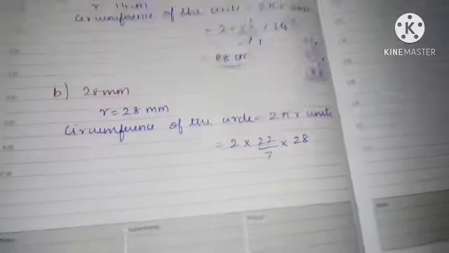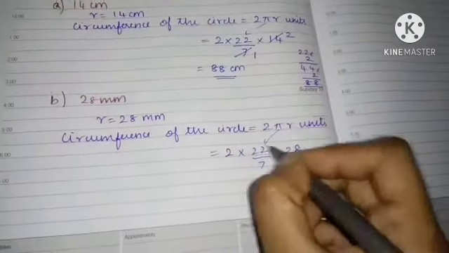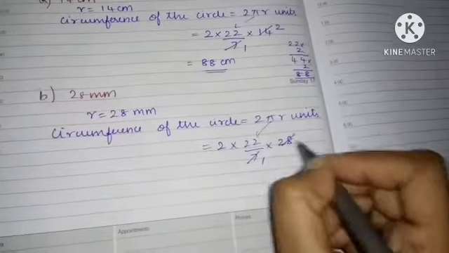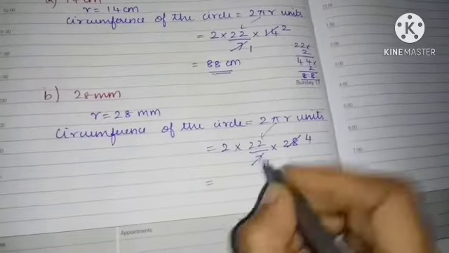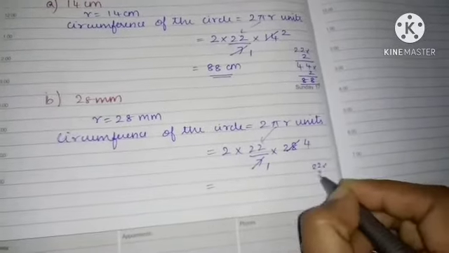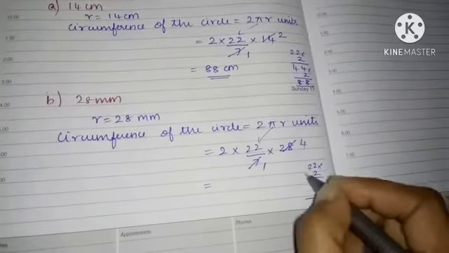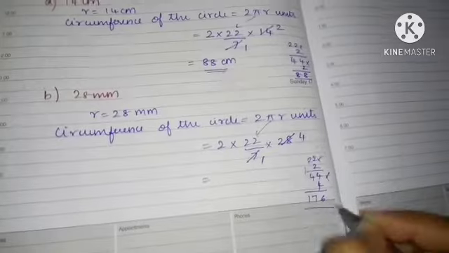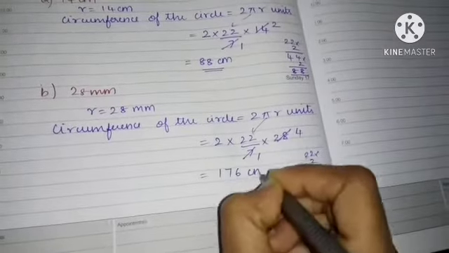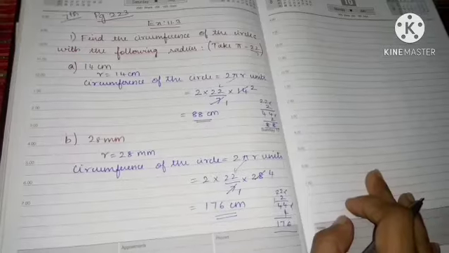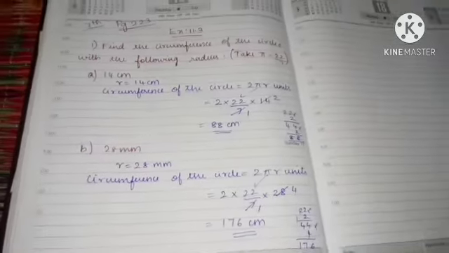Now because here pi value is 22 by 7, 7 ones are 7, 7 fours are 28. So 22 into 2, 2 twos are 4, 2 twos are 4. Into 4, 4 fours are 16, 4 fours are 16, 17. 176 centimeter is the circumference of the circle. Okay, C problem is your homework.